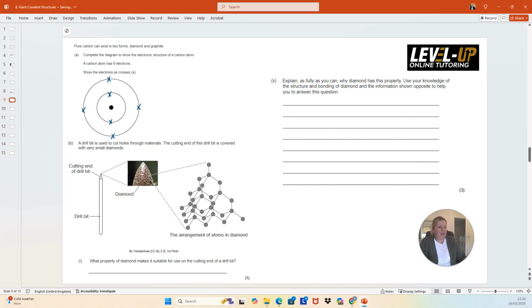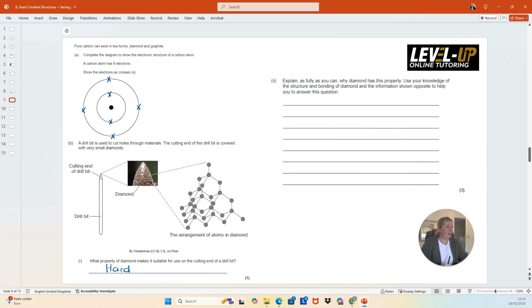Now here it shows us the cutting end of a drill bit. It zooms in a little bit on the diamond that's on the end of the drill bit, and then shows us the structure of the diamond. What property of diamond makes it suitable for the cutting end of a drill bit is the fact that it's so hard. It's not going to wear away, and therefore as it's spinning around, breaking down the material that you're cutting into, it helps the drill bits last longer.